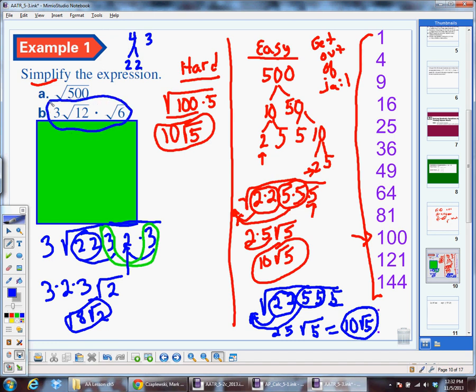Why do you want to simplify? It'll all become apparent later, but this is the same decimal as this. But this one will be easier to work with in larger problems, problems that are applied to the real world. So I don't know if you can read that, but I'll rewrite it. It's 18 radical 2. Okay, let's do one more for fun.